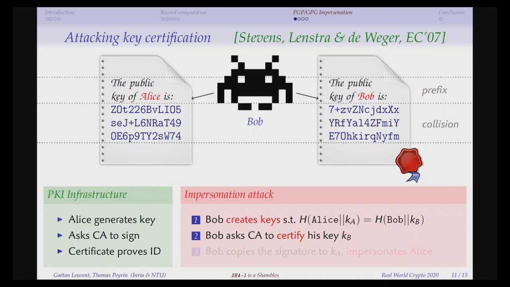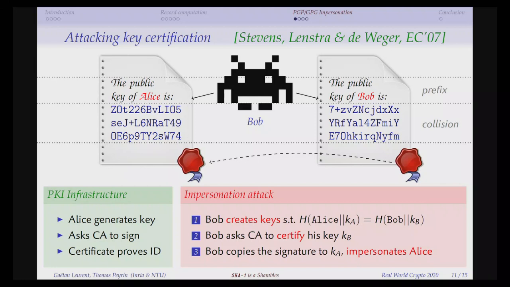So you can get this signature, and then you can just copy the signature to the other certificate because there is a collision. So that's how you're going to do an impersonation attack. And in the case of an X509 certificate, the identifier goes at the beginning, so you can use it as a prefix, and then you have 2 different prefixes, one saying Bob, one saying Alex.